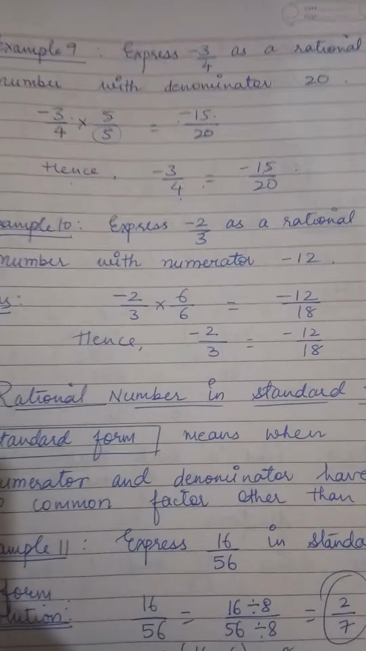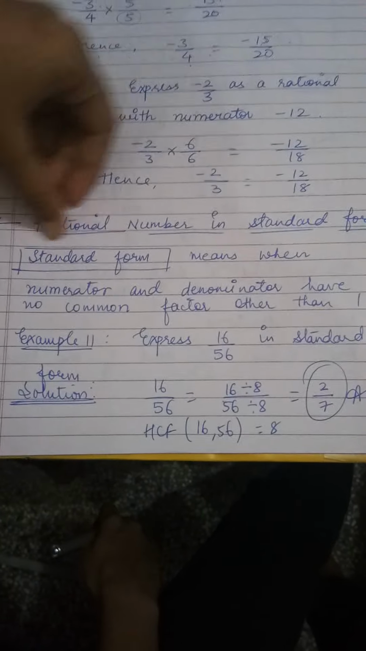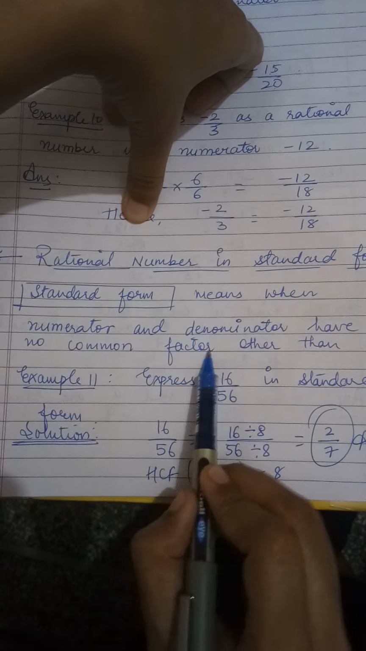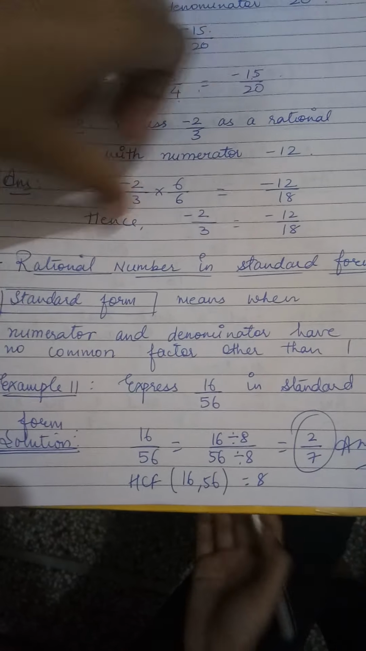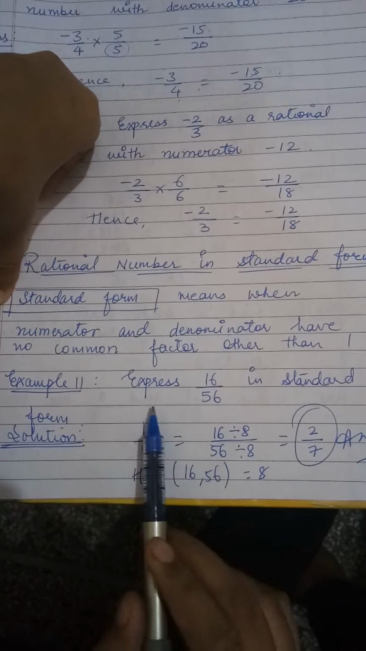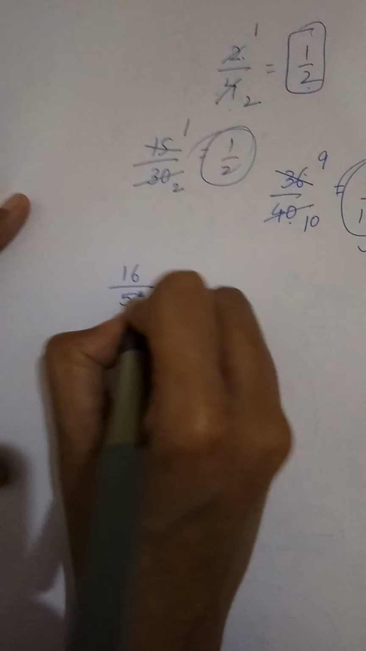Okay. Now let's move to example 11. Before that, let's see what is written here. It means when numerator and denominator have no common factor other than 1. Right? That's what I have explained to you. Now example 11. Example 11 is you have to express 16 upon 56 in standard form. Okay. So now 16 upon 56 is there.